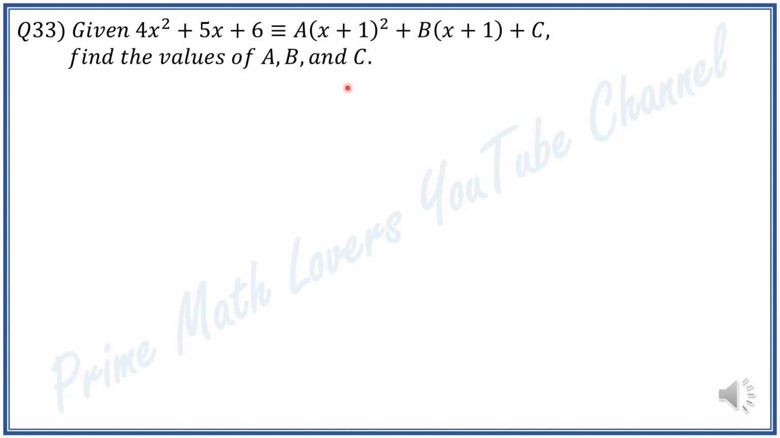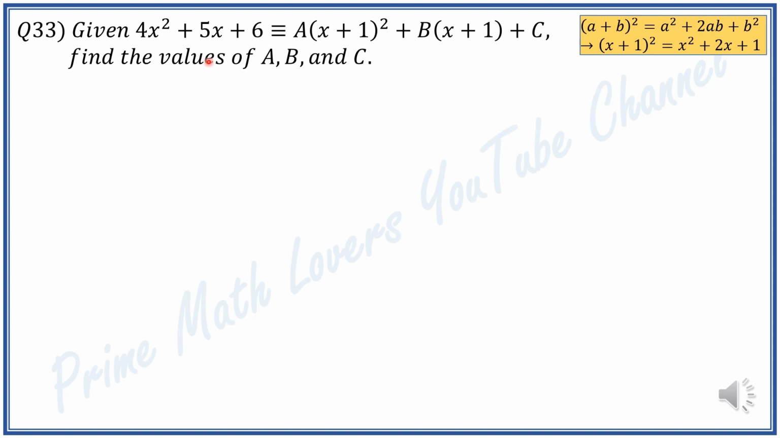I solved this problem using two different methods. In method 1, I try to change the quadratic equation 4x squared plus 5x plus 6 into a form that can be written in terms of x plus 1. We know that a plus b squared is equal to a squared plus 2ab plus b squared. Therefore, x plus 1 squared is equal to x squared plus 2x plus 1.